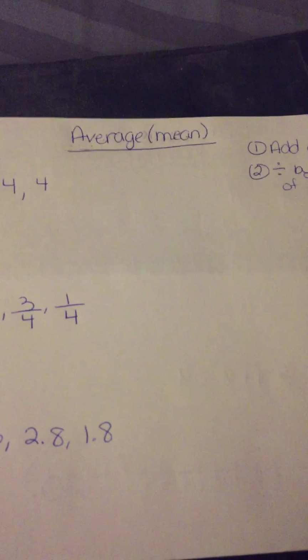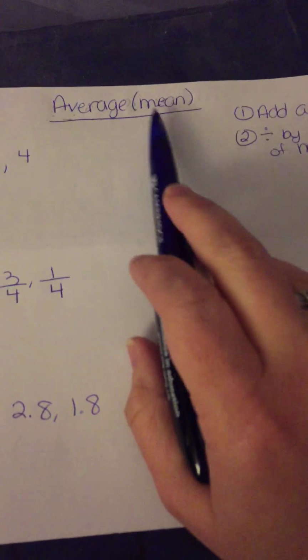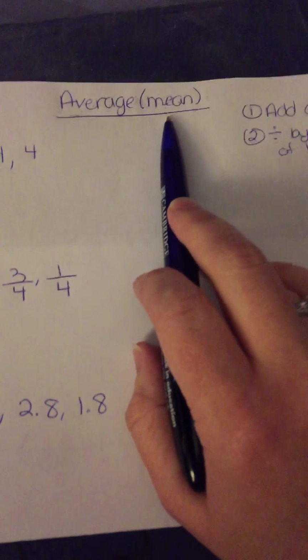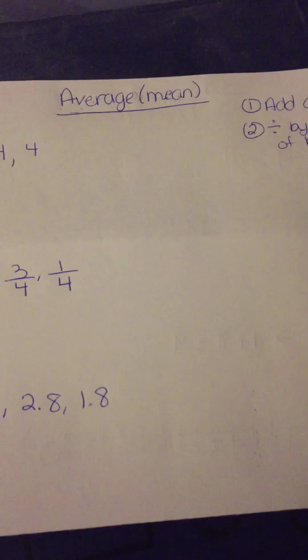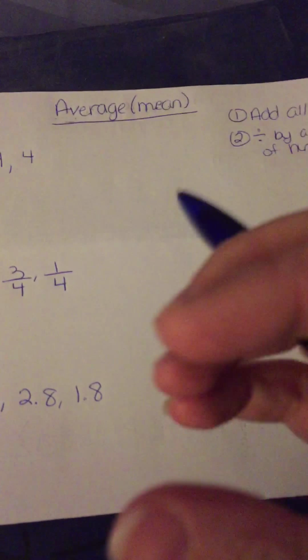This video is going to explain to you how to find the average of a series of numbers. Sometimes the average is also called the mean. What the average tells you is an estimate of what the middle point is for that set of numbers. There's two steps in finding the average.